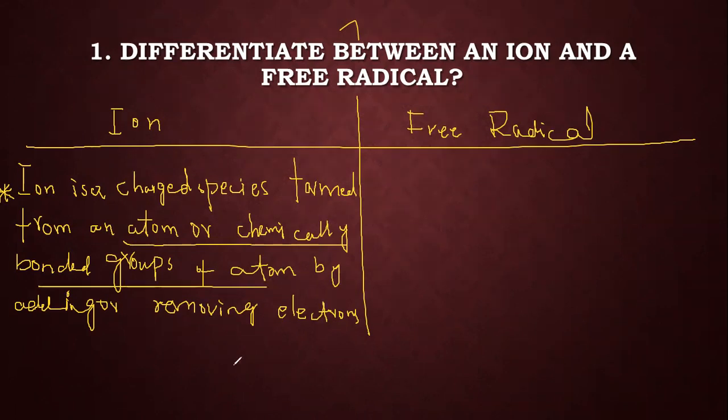The second thing is its classification. It is classified basically as cations and anions. Cations are positively charged species, and anions are negatively charged species. Now moving towards free radicals. A free radical is an atom with an unpaired electron and bears no charge.